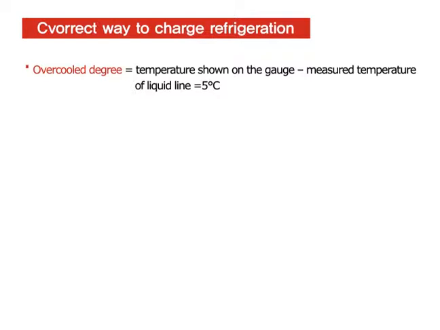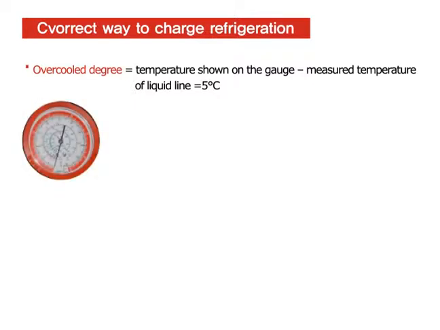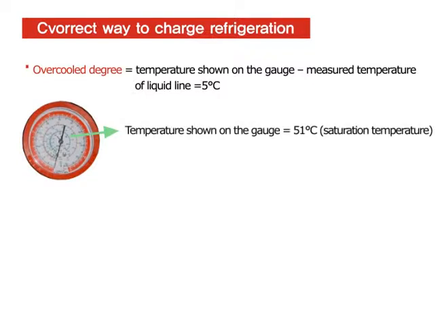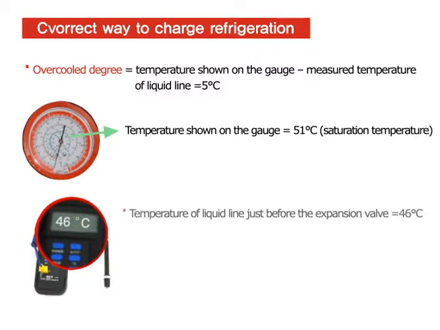Overcooled degree equals the temperature shown on the gauge minus the measured temperature of the liquid line, which equals 5 degrees Celsius. Like in the figure, the temperature shown on the gauge equals 51 degrees Celsius, the saturation temperature. The temperature of the liquid line just before the expansion valve equals 46 degrees Celsius. In other words, 51 minus 46 equals 5 degrees Celsius. In this case, the overcooled degree is 5 degrees Celsius and it is normal.